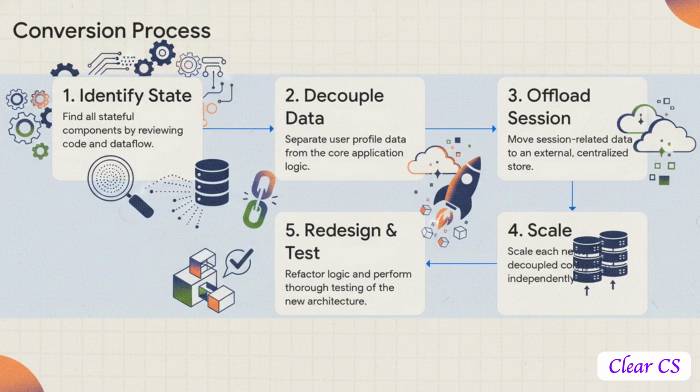Well, the basic game plan follows these 5 key steps. First, you've got to figure out exactly what your state even is. Then, you start to pull that data out of your application code, offloading it to an external service. Once you've done that, you can start scaling up your new stateless components and finish redesigning the architecture.